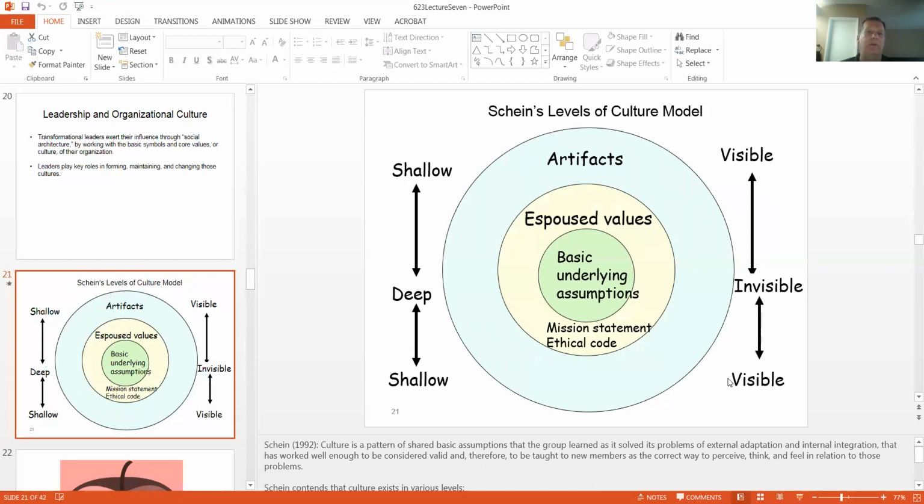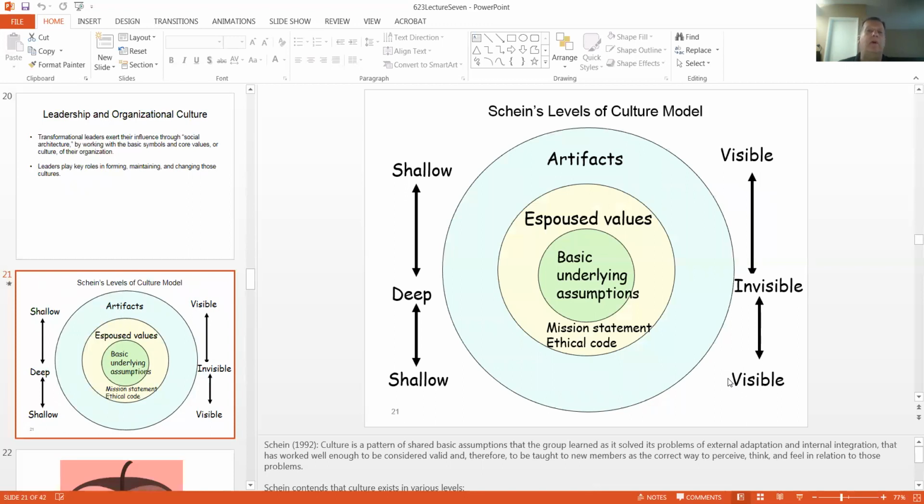So the assumptions are basically what we believe. We don't talk about it, but these are the norms and the values and the ideals that we hold as members of this organization. It's much more difficult to drill down and see these basic underlying assumptions because they're usually not spoken.